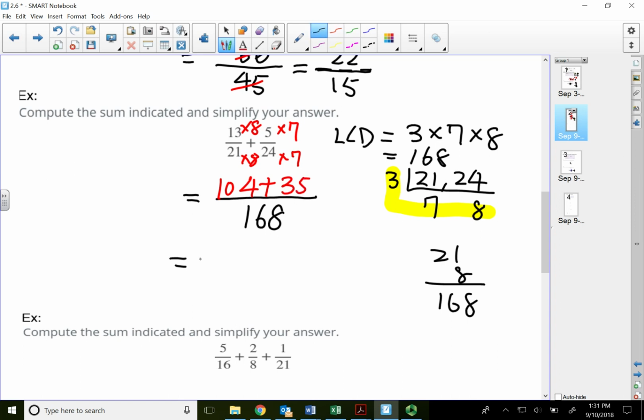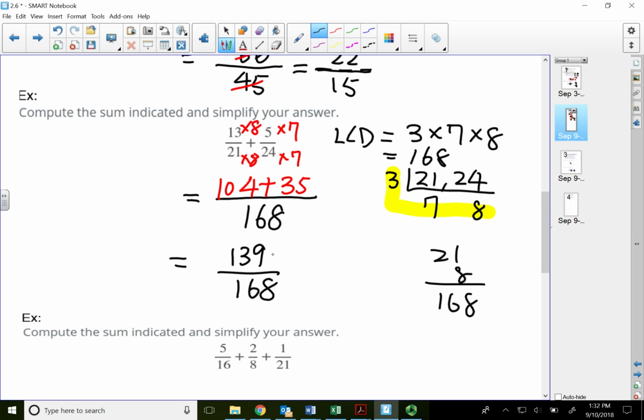Now I'm going to add them up and see what I can reduce. So this is going to be 139 over 168. I know divisibility by 3 isn't going to work for my top. 2 isn't going to work. I don't think anything can be used to reduce here. This is where it gets hard when the number is a little bit bigger.